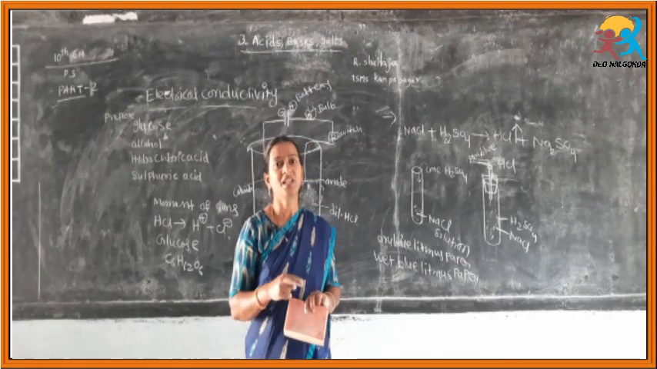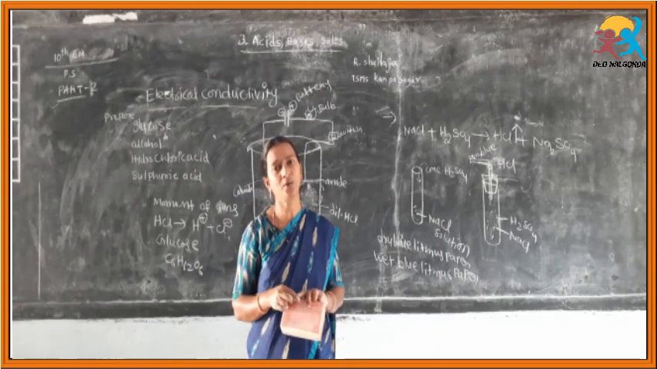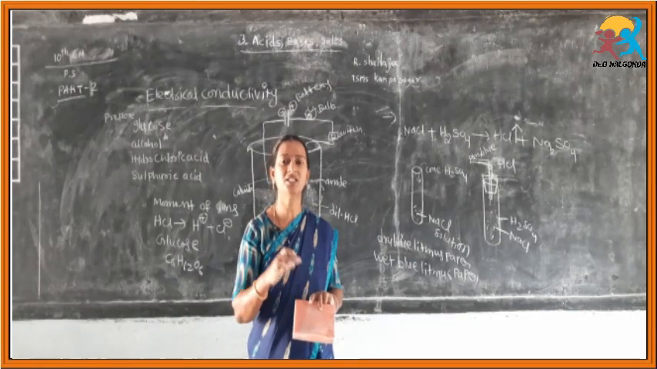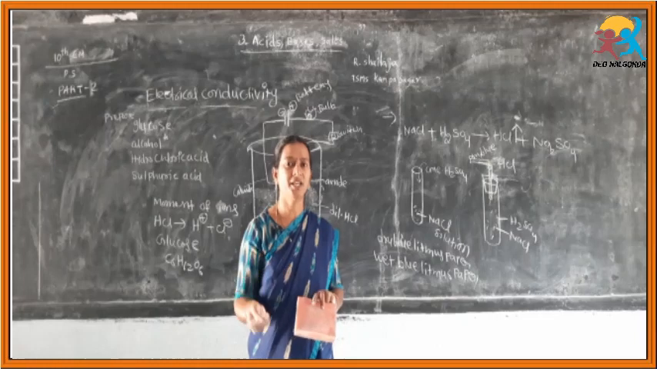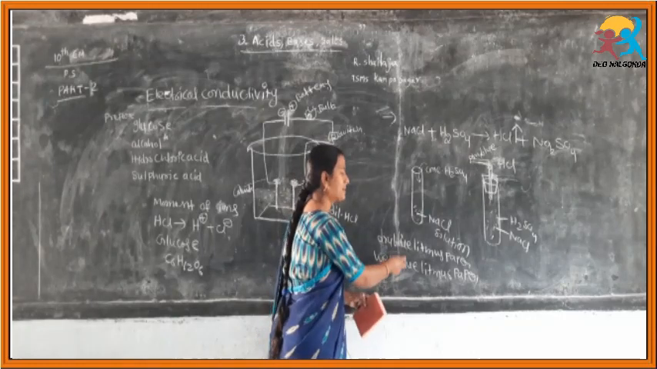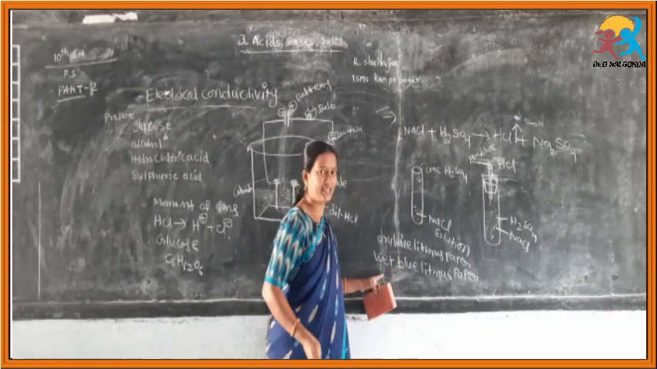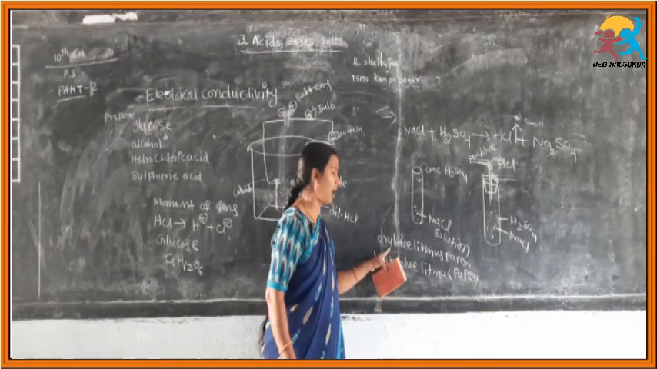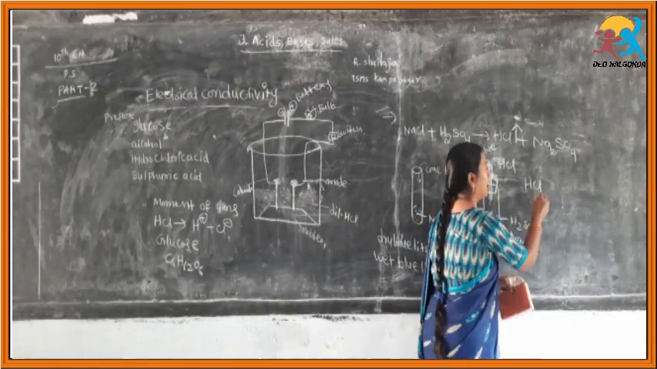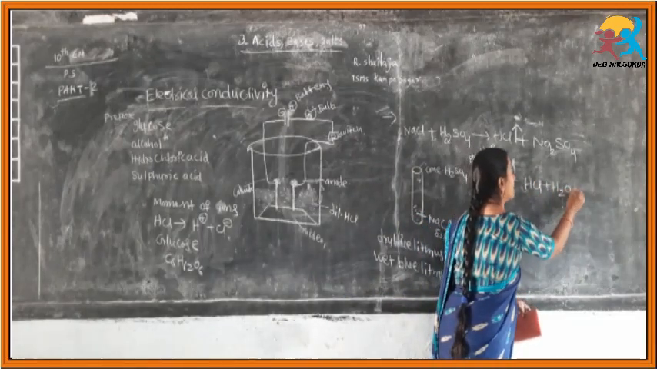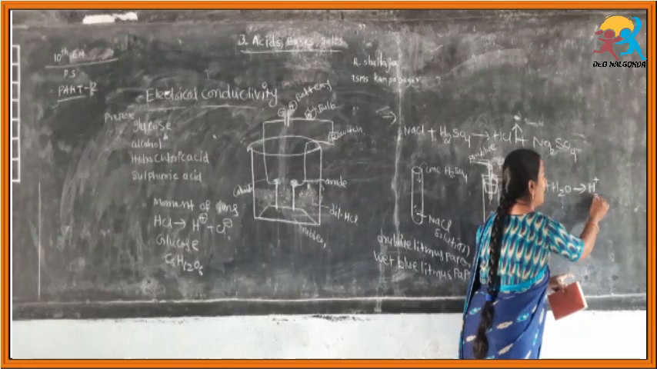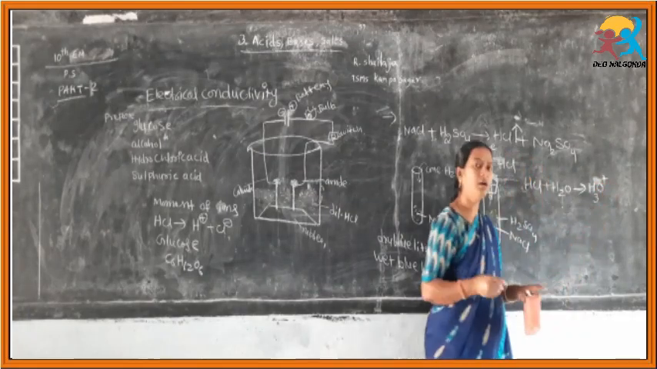In these two cases, in which case does the blue litmus paper change into red? Can anyone guess? Dry blue litmus paper doesn't change color; wet blue litmus paper changes into red. Why? Both are blue litmus papers, but one is dry and the other is wet. What is the difference between these two? Here is the absence of water, here the presence of water. So the HCl in the presence of water releases H+ ions.